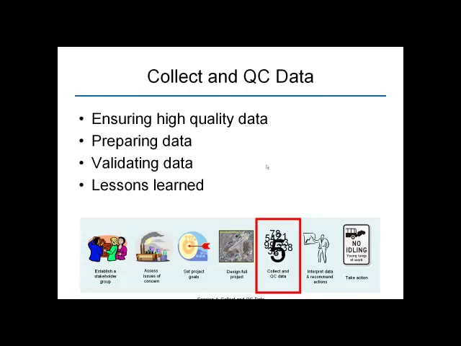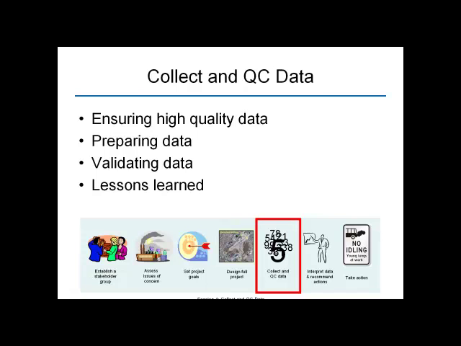So we're going to start off today by talking about data collection and quality control. And on the bottom, as in previous presentations in the last 2 weeks, we talked about these various steps in the process. The red box is collecting and QCing your data. This is after designing your full project, and part of the collection and QC data is addressed in designing your project as part of data quality objectives.